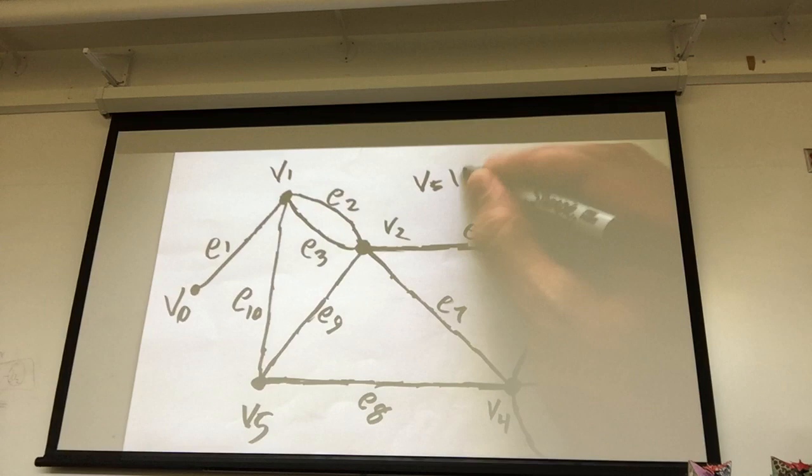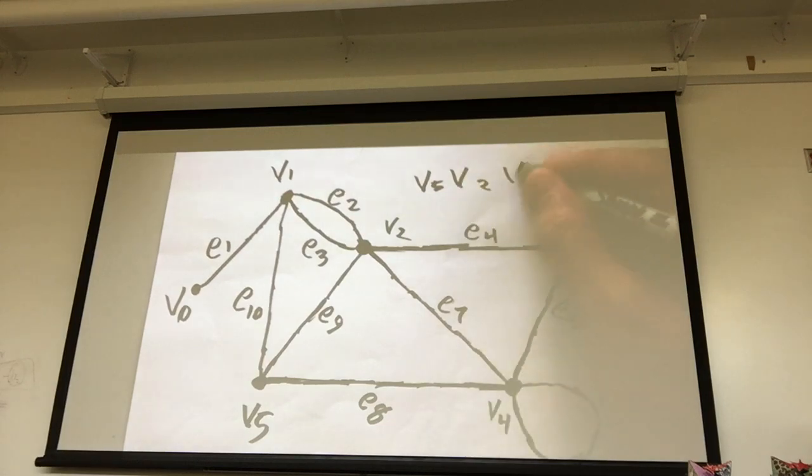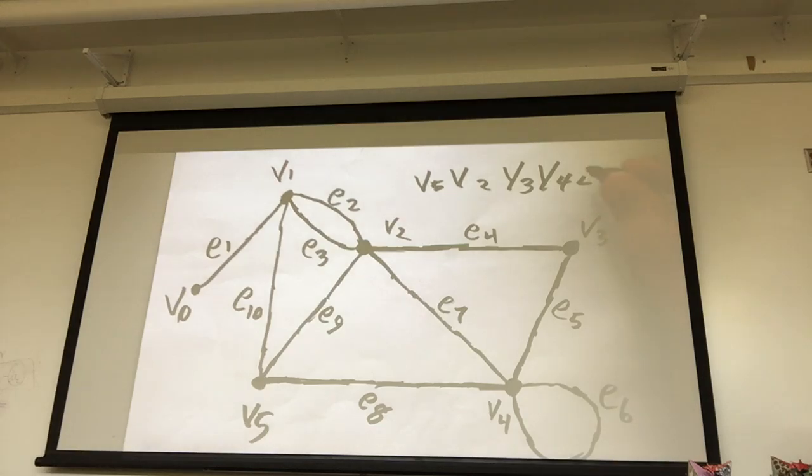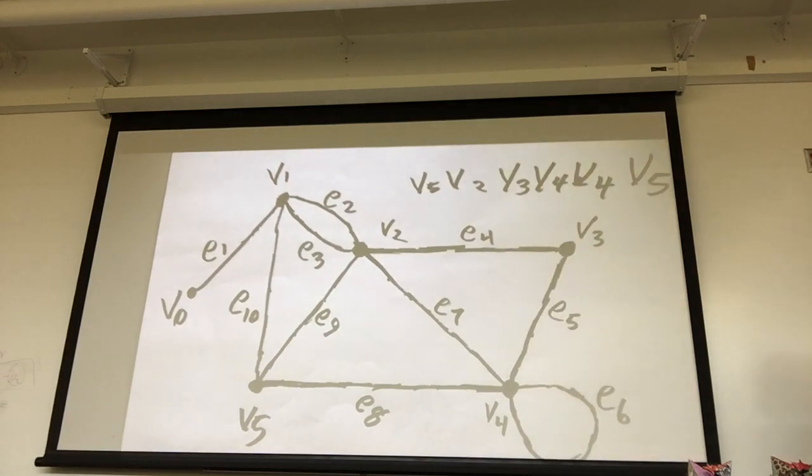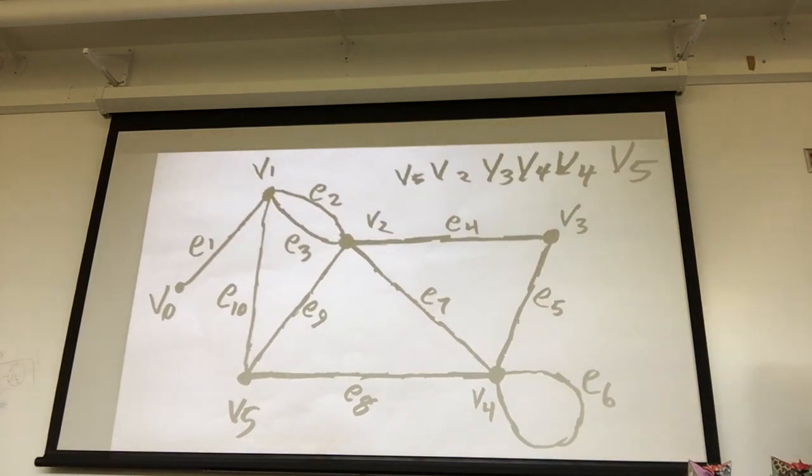Because you really need to actually be able to see the graph for this one. So V5, V2, V3, V4, V4, V5.